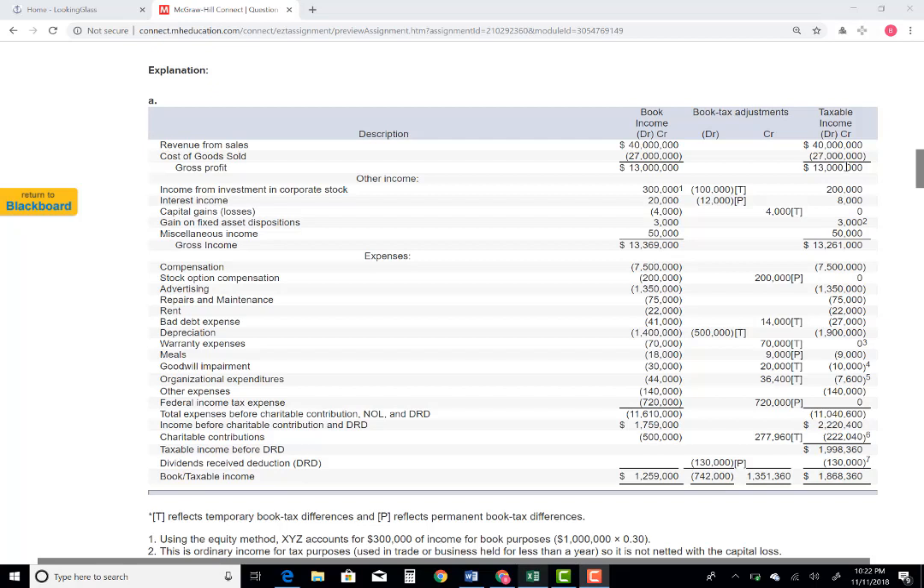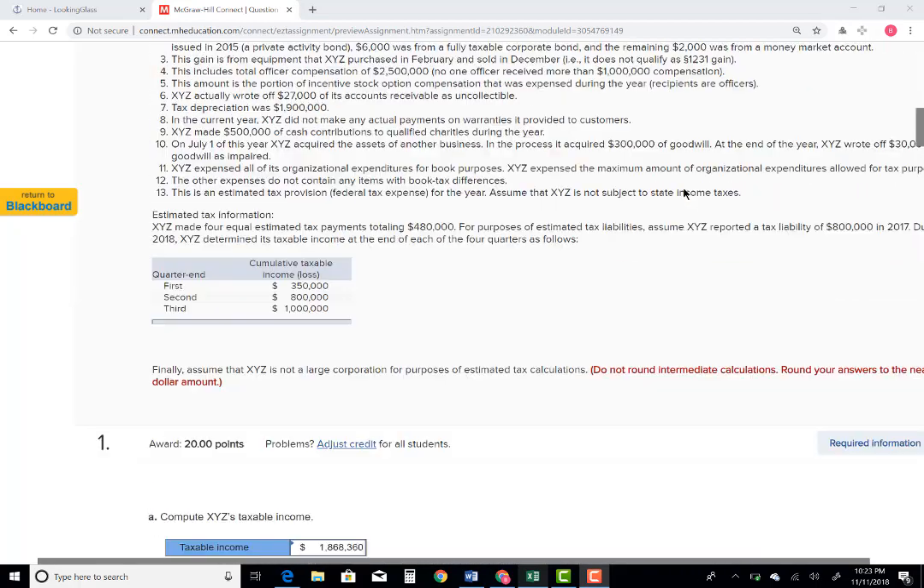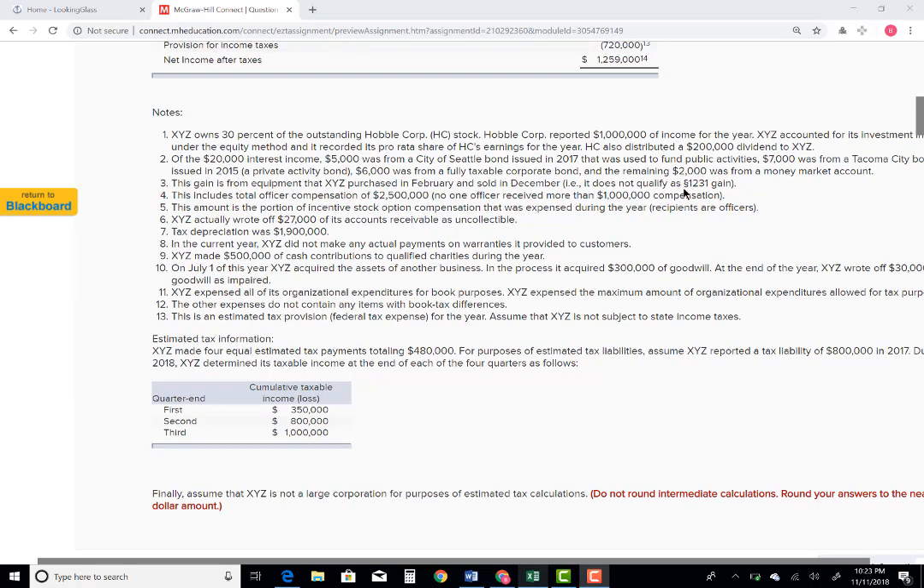Now we start to see some differences when we get into this category of other income. Notice we have $300,000 that we made from income from investment in corporate stock. So we owned another corporation. If we go up here, it talks about the facts of the case. We own 30% of Hobble Corporation. Hobble made $1 million in income for the year, so we have to report our share of that.